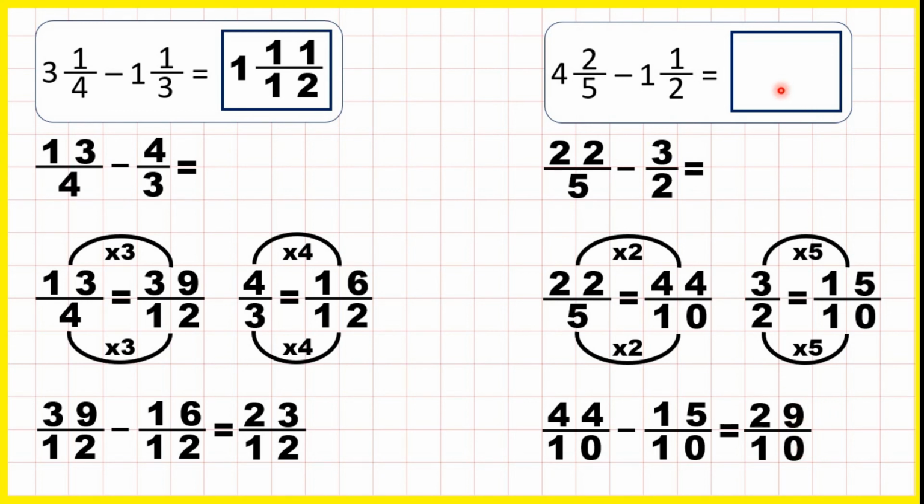If we want to turn that back into a mixed number, we can divide. 29 divided by 10 is 2, remainder 9, and the denominator stays what it is here, so that's over 10, so our answer is 2 and 9 tenths.